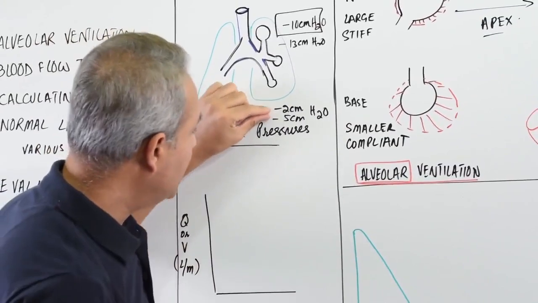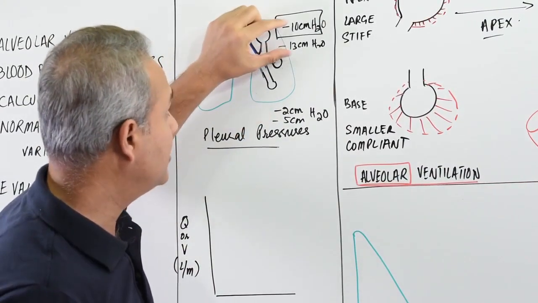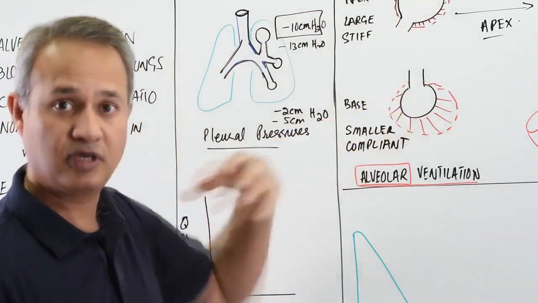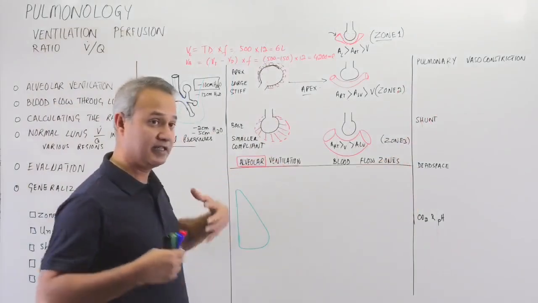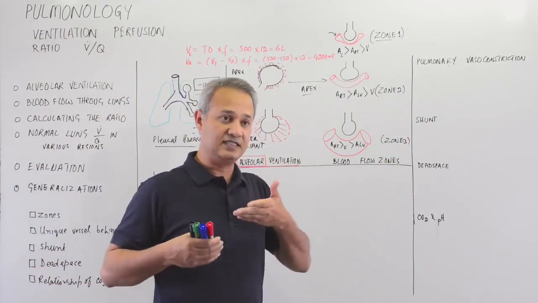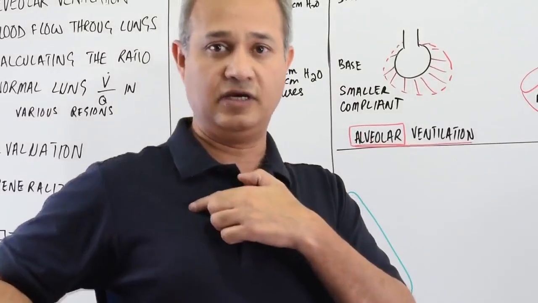So the pleural pressure is smaller here compared to here, but even then, as we have talked about, because the alveoli are stiffer, they move less here compared to at the base. So most of the ventilation is done starting from 10 centimeters above the heart and all the way down to the base.